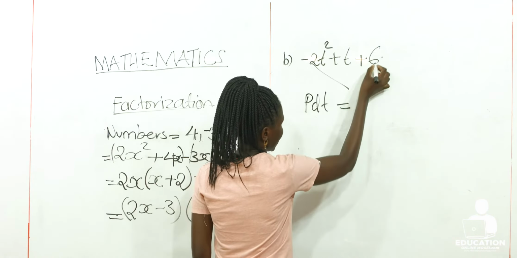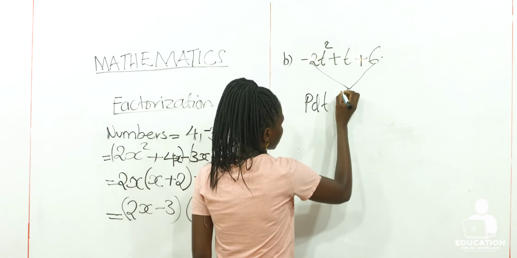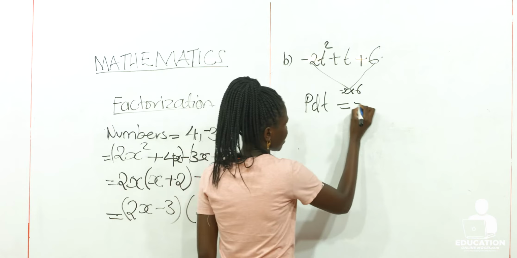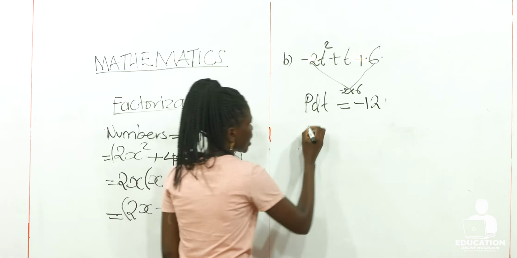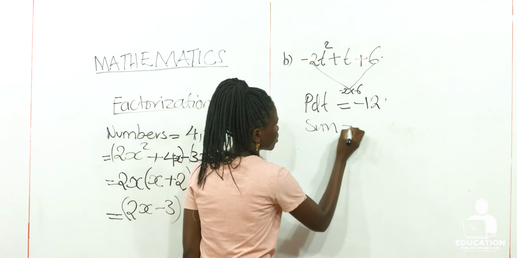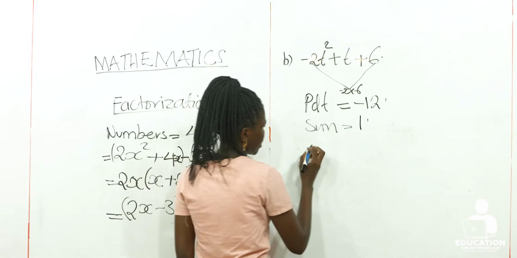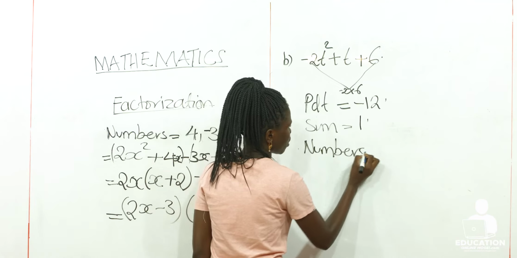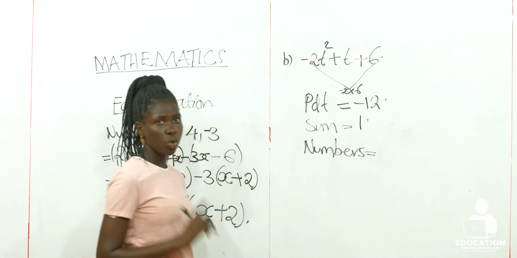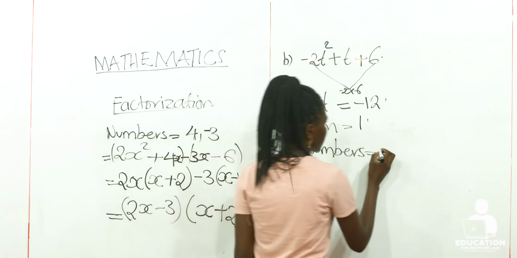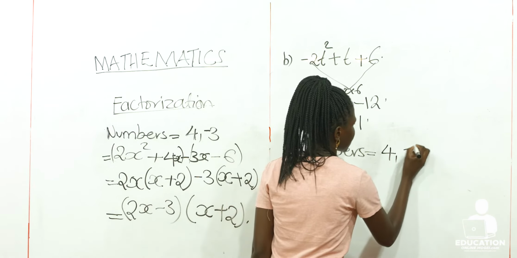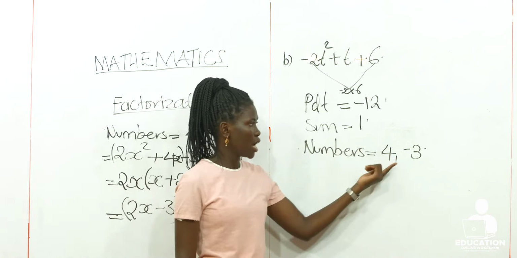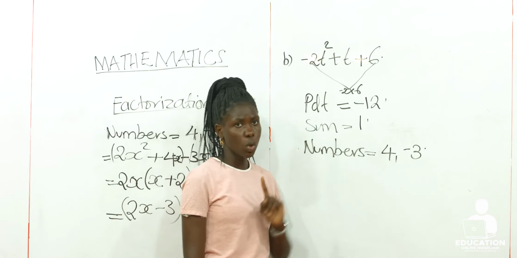you can choose to do it like this. It's also another way of working it out. So negative 2 times 6 to give us negative 12. And our sum is going to be 1. So what are the two numbers that when you multiply should give you negative 12, and when you add it should give you 1? We're going to have 4 and negative 3. 4 times negative 3 will give you negative 12, and 4 plus negative 3 will give you 1.